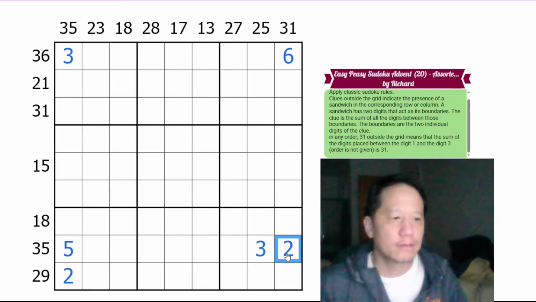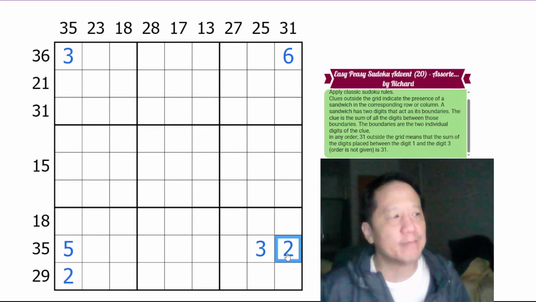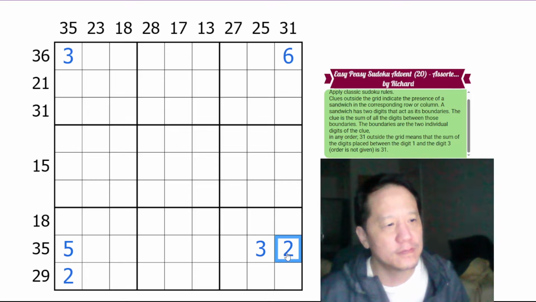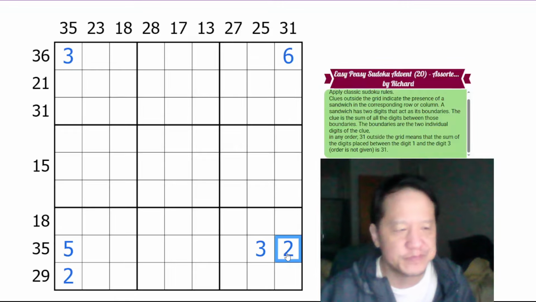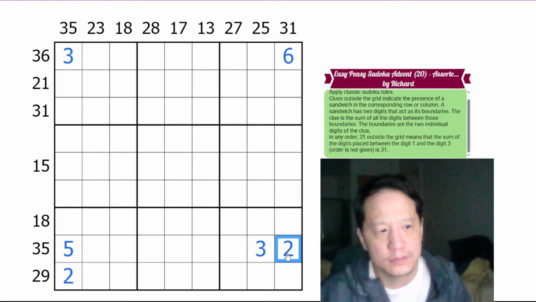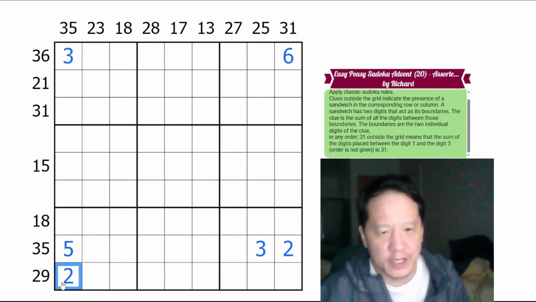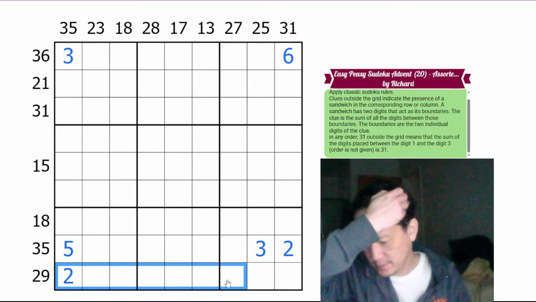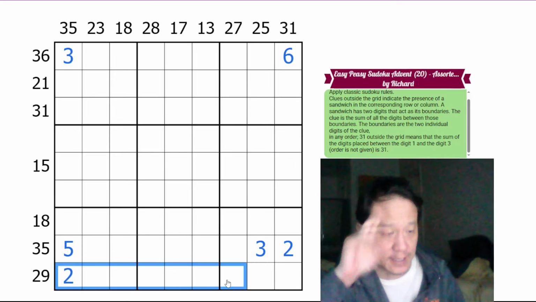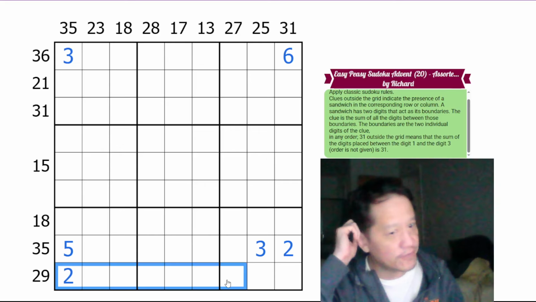31, you have 45 minus 31. Sorry, 45 minus 3 and 1 is 41. Well, this is 29. So between the 2 and the 9. So 45 minus 2 and 9, that's 11, is 34.